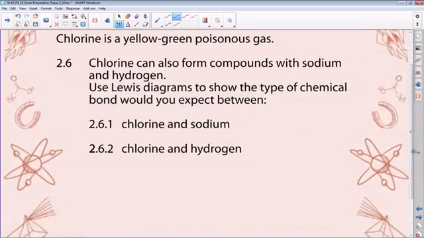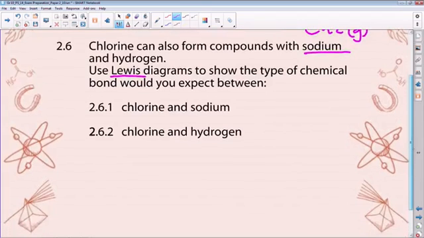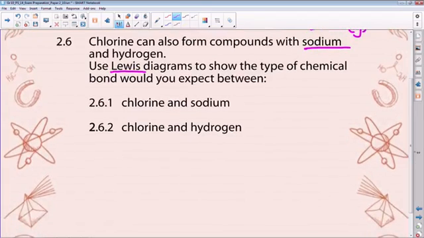Now it goes on the same question, but this one we'll do together, still on the same substance, which is chlorine, a poisonous gas. We said its formula is Cl2, which is a diatomic element. Now, it also forms compounds with sodium as well as hydrogen. Sodium is a metal, we remember. Now, use the Lewis diagram. Again, the Lewis diagram is a very often used structure to show the type of chemical bonds we'd expect between sodium and chlorine.